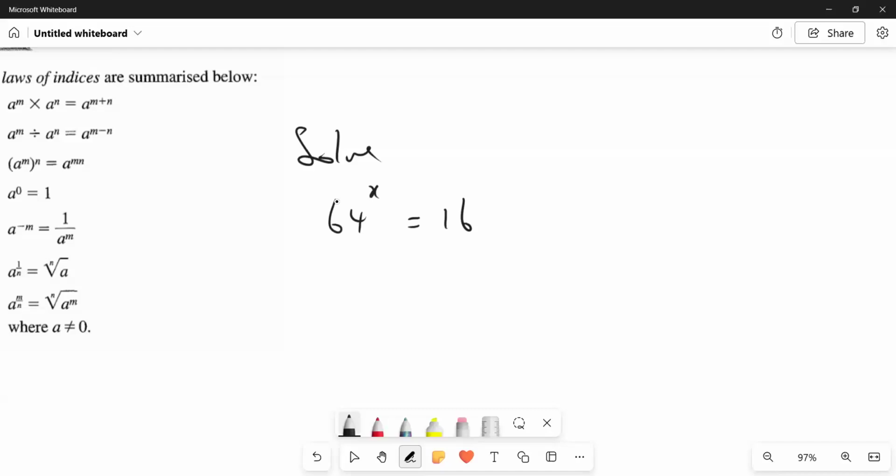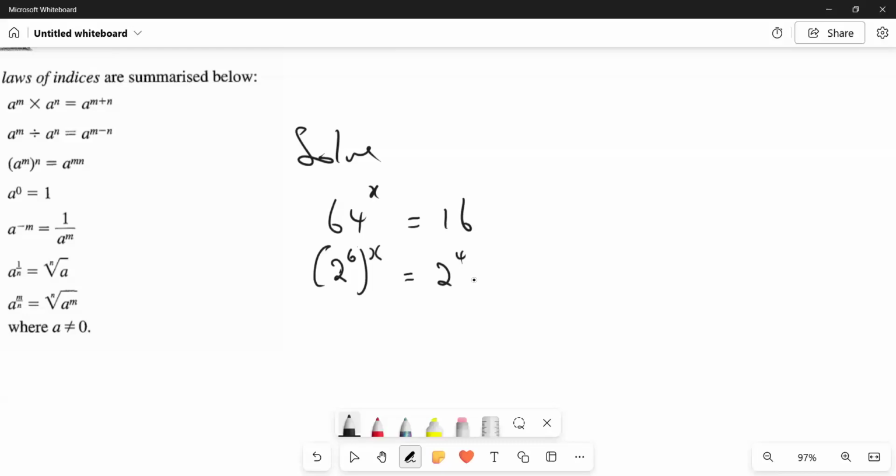Right, what do you do here? Well, 64 and 16 both seem to be, you can write them as a power of 2, right? So 64 will be what? 2 to the 3rd, 4th, 5th, 6th? Is it the 6th power? 2 to the 6th power is 64, and 16 is 2 to the 4th power.